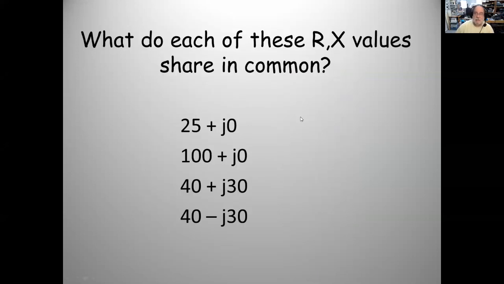So let me stop and ask you guys a question. I'm going to stop talking here. What do each of these R and X resistance and reactance values share in common? 25 plus J0, 100 plus J0, 40 plus J30, 40 minus J30. I'm going to stop talking, and I want you guys to talk amongst yourselves, see if you can figure this out. Anyone unmute and start the conversation.